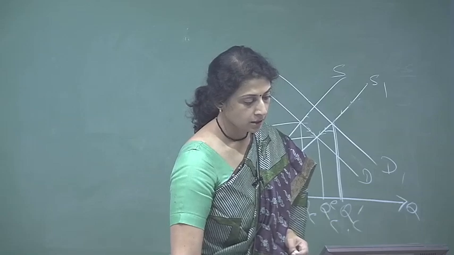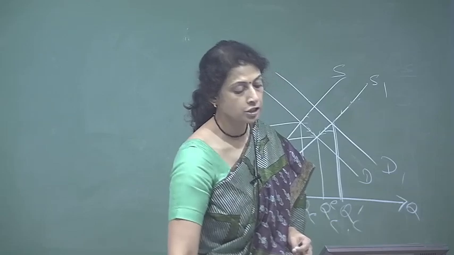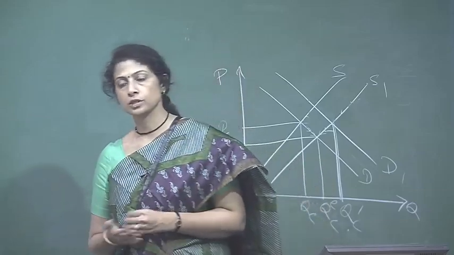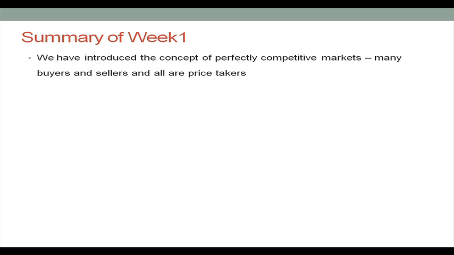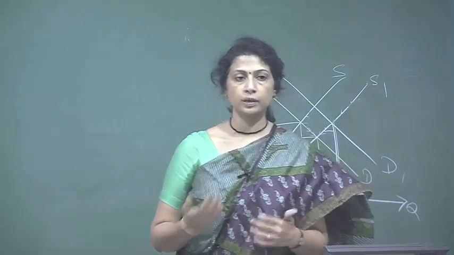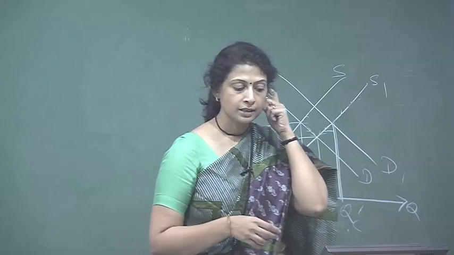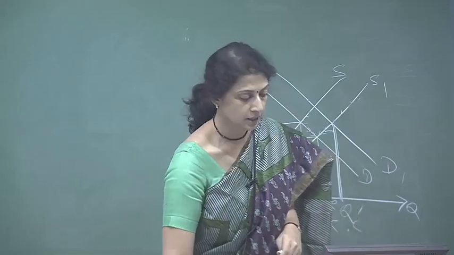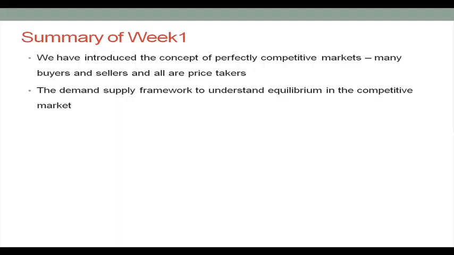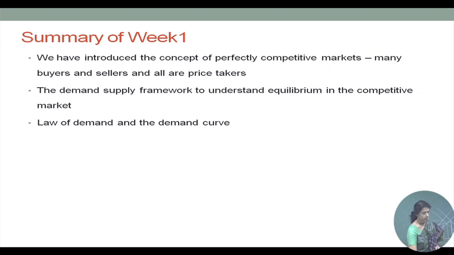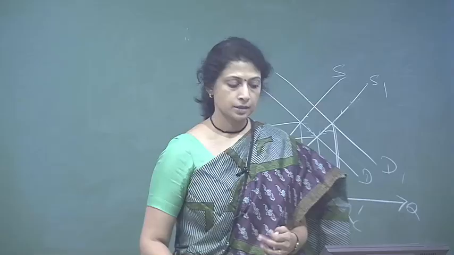So, this completes our discussion of the demand supply framework. We have introduced the demand supply framework, and let me summarize. We started with the concept of perfectly competitive markets. We are trying to explain equilibrium in a perfectly competitive market. We said that there are many buyers and sellers and all are price takers, and we developed the demand supply framework to understand equilibrium in the competitive market. We said the demand curve comes from the law of demand, the supply curve comes from the law of supply, although there are various other determinants of demand and supply.